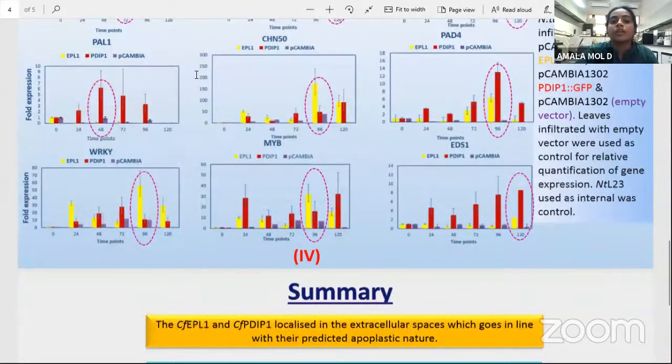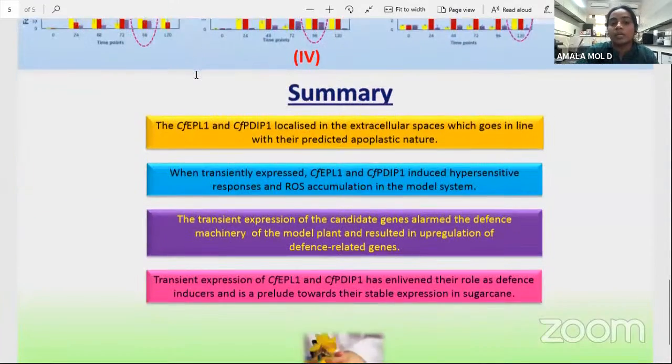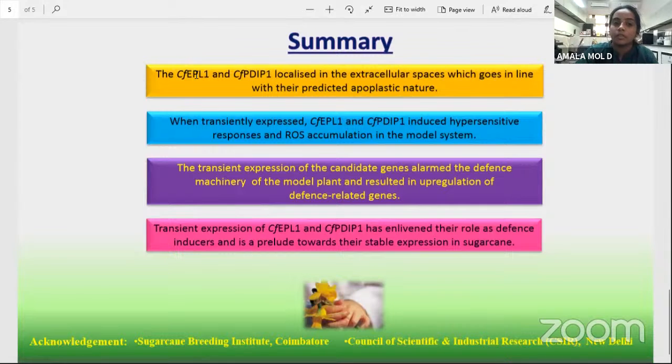Moving on to the summary, the in planta localization of EPL1 and PDAP1 further reaffirmed and substantiated their predicted apoplastic nature using the ApoplastP in silico tool. And when transiently expressed, these two proteins could induce hypersensitive responses as well as ROS accumulation, and also upregulated defense-related genes in the model host tobacco. This experiment is actually a prelude, an introduction towards stable expression of the candidate genes in sugarcane.